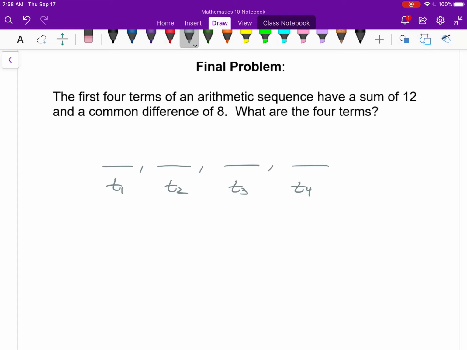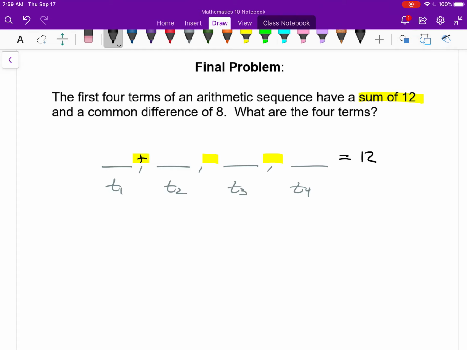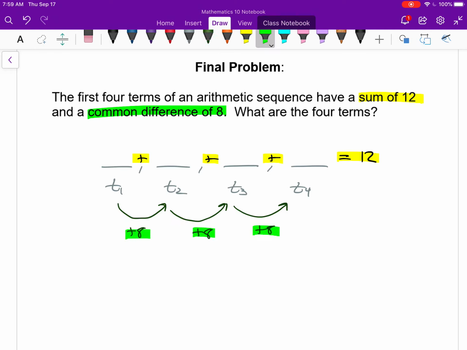Okay, so we know that the first four terms have a sum of 12. That means if I add these all up, I know I'll get 12. So why don't I put that in? I'll put plus signs here. I know if I add these all up, I get a sum of 12. And I know the common difference is 8. So I'll just show that as I usually show it here. I know it's going up by 8 every time. If it was going down by 8, the common difference would be negative 8. Okay, so now I've got a decent amount of my structure set up here.